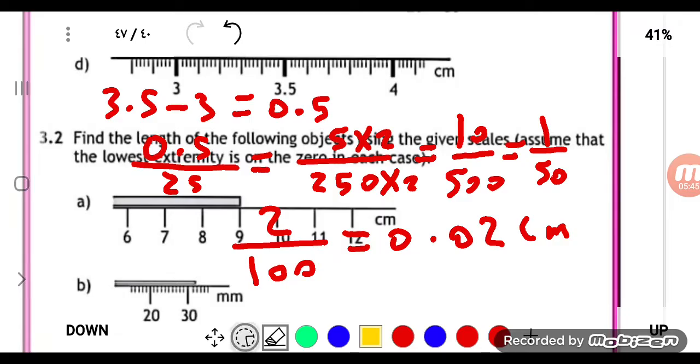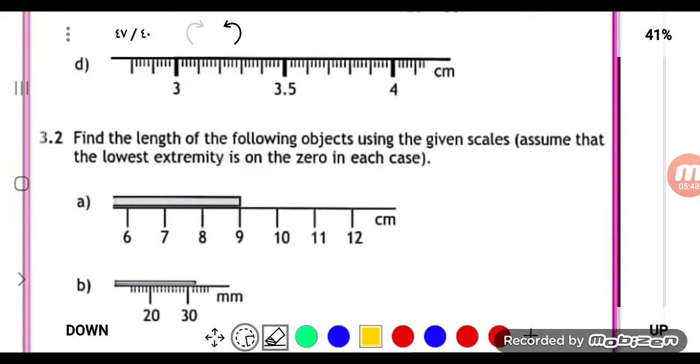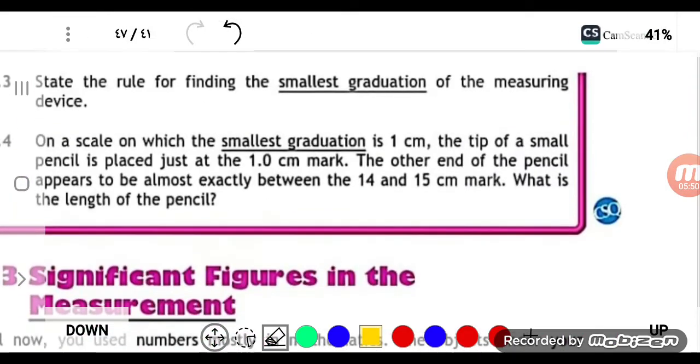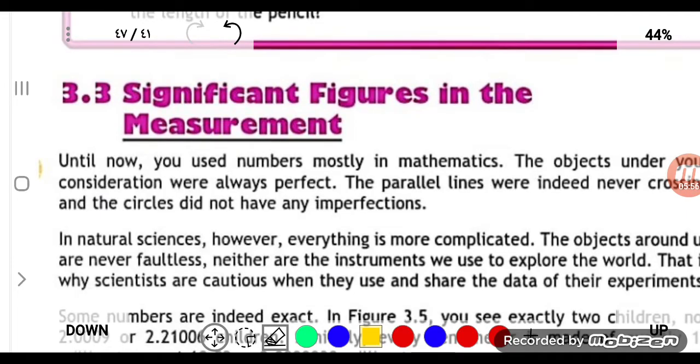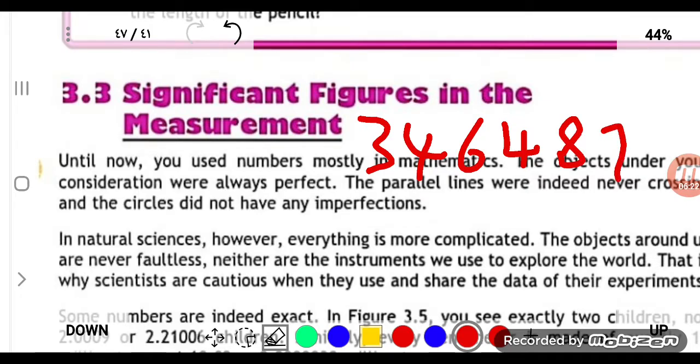Okay, let's now speak about a different idea. Significant figures. How do you know the significant figures? For example, if I have, let's say, 3,464, or let me make it a little bit bigger. Let me add here, for example, 8, and here 7.